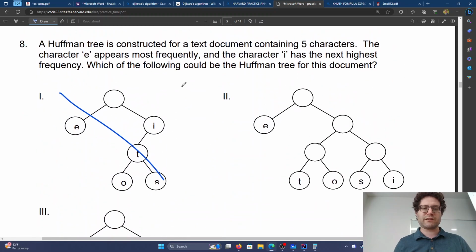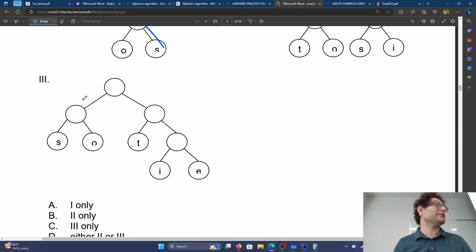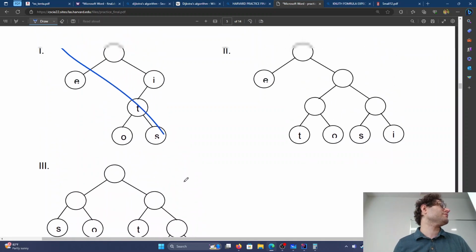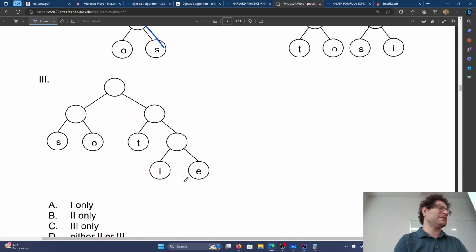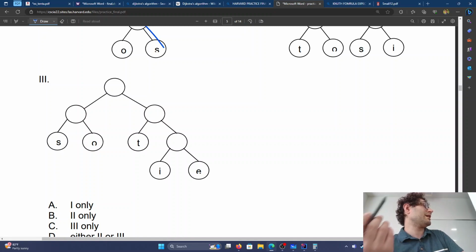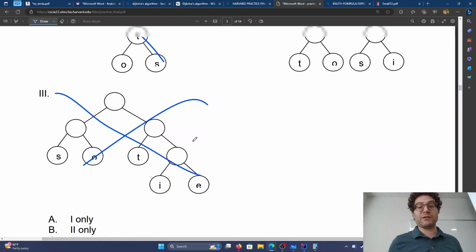So if E is the most frequent character, then we'd expect it to have the least distance from the root of anything, or be tied for least distance. And here E is at the bottom, the most distance. Frequent characters have a shorter sequence. So not that one. So is it possible for B?